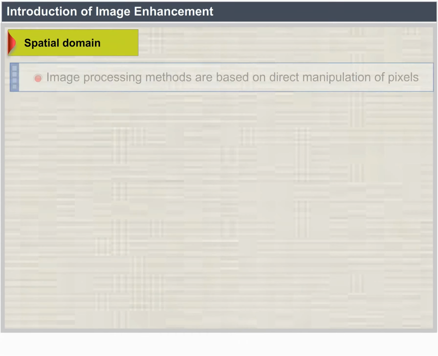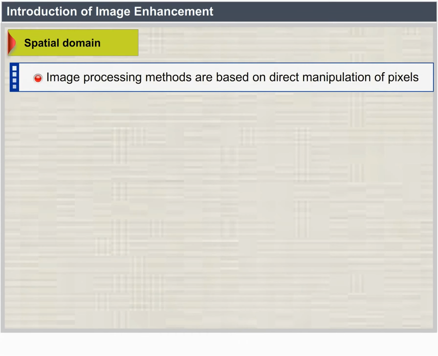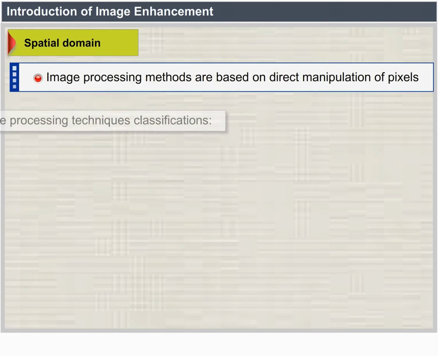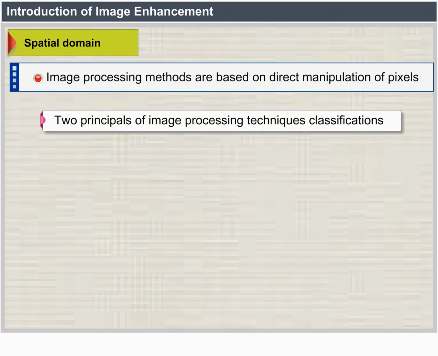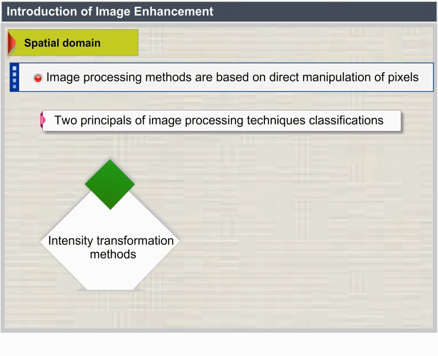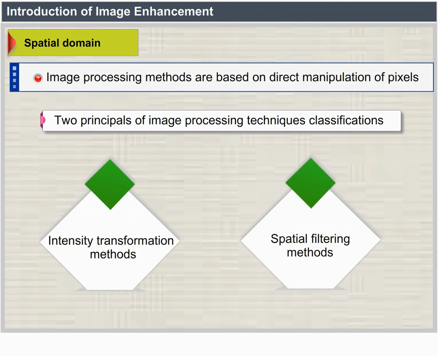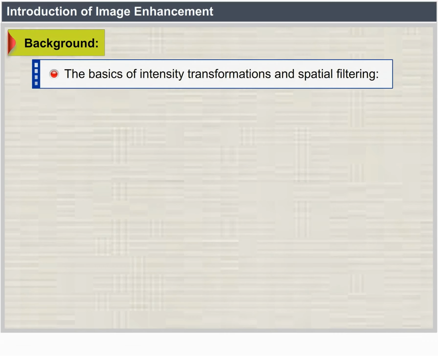Spatial domain. Image processing methods are based on direct manipulation of pixels. The two principal categories of image processing techniques: 1. Intensity transformation methods. 2. Spatial filtering methods. Background. The basics of intensity transformations and spatial filtering.